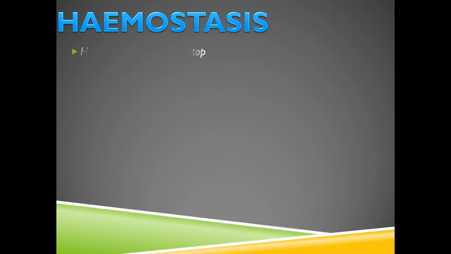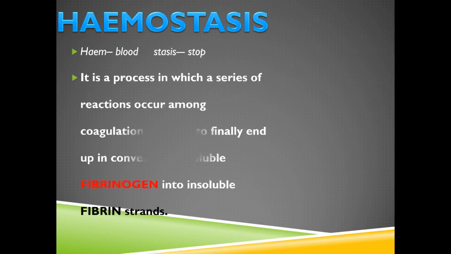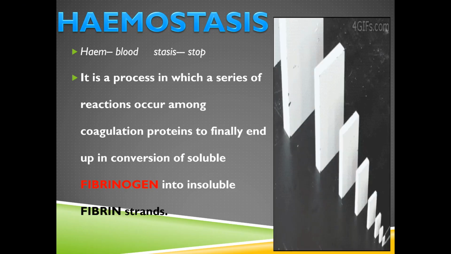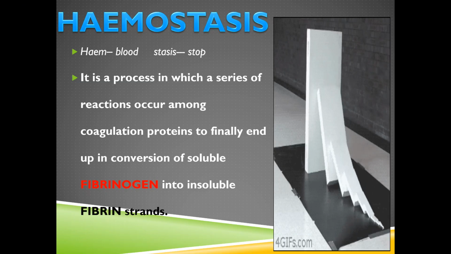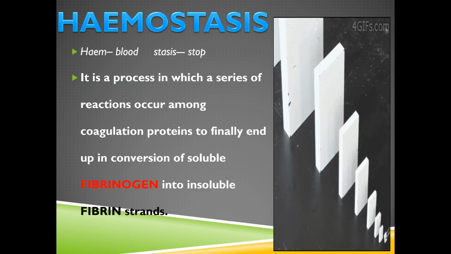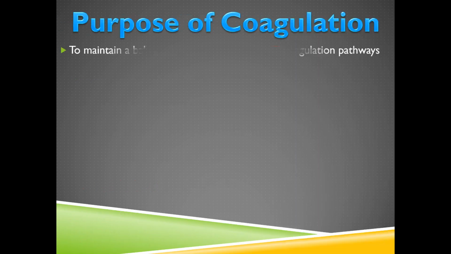So hemostasis describes these things. We mean blood stasis being stopped. It's a process in which a series of reactions occur among coagulation proteins to finally end up in a conversion of soluble fibrinogen into insoluble fibrin. So this is the definition. So you can see that once you tickle that, all the things fall and then try to produce this change.